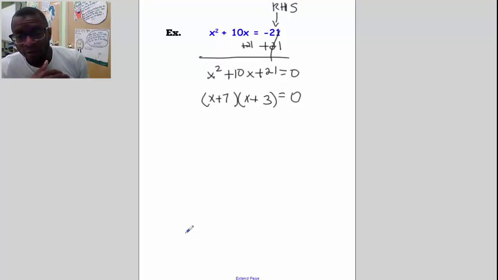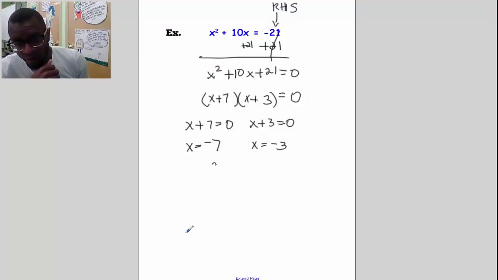And now again, using my zero product property, I have that either x plus 7 has to be 0 or x plus 3 has to be 0. And if I solve these two, I get x is negative 7 and x is -3. Okay, and again, I want to write this in set notation.